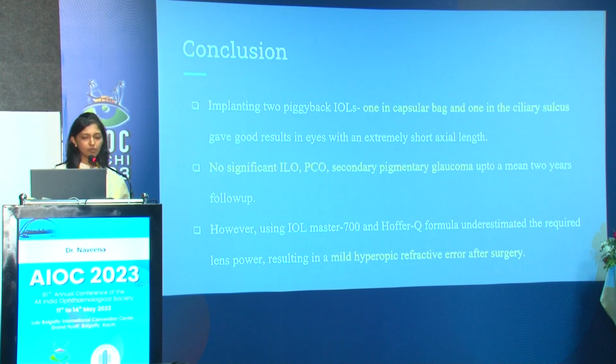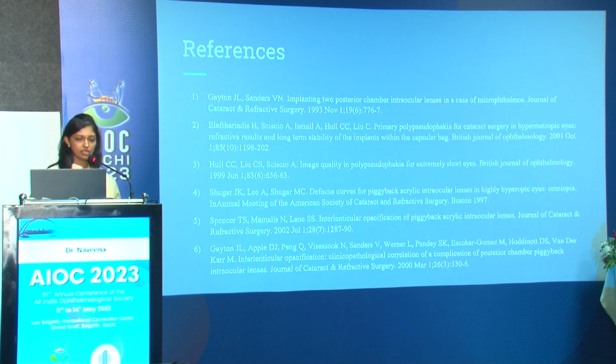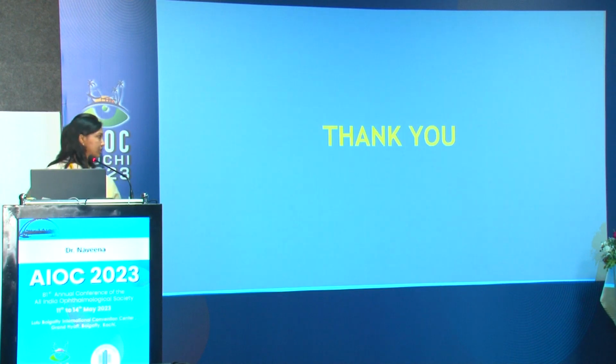In conclusion, implanting 2 piggyback IOLs, 1 in the capsular bag and 1 in the ciliary sulcus, gave good results in eyes with an extremely short axial length. No significant interlenticular opacification, posterior capsule opacification, or secondary pigmentary glaucoma occurred up to a mean follow-up period of 2 years. However, using IOL Master 700 and Hoffer-Q formula underestimated the required lens power, resulting in a mild hyperopic refractive error after surgery. These are my references, and thank you for the opportunity.